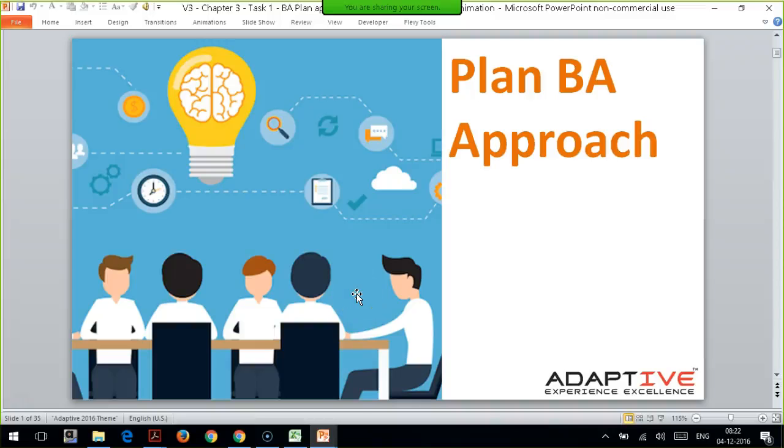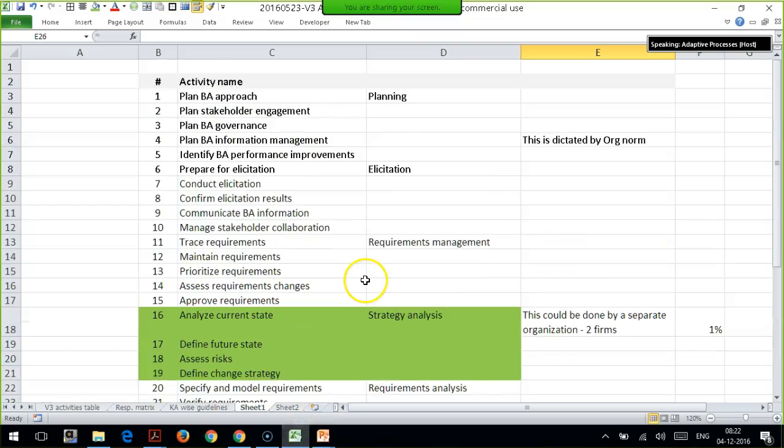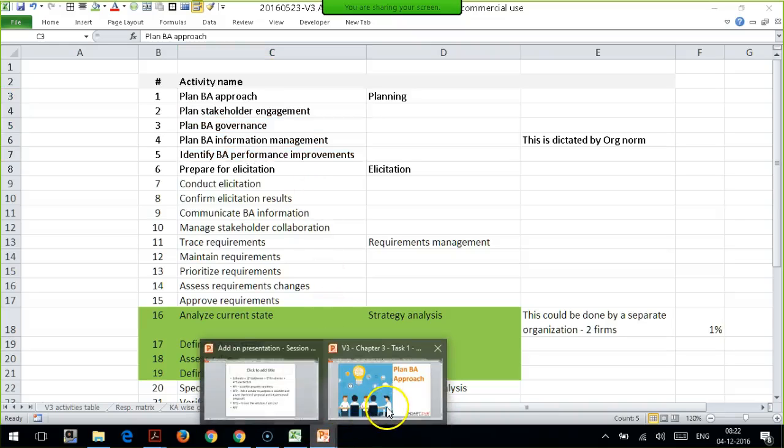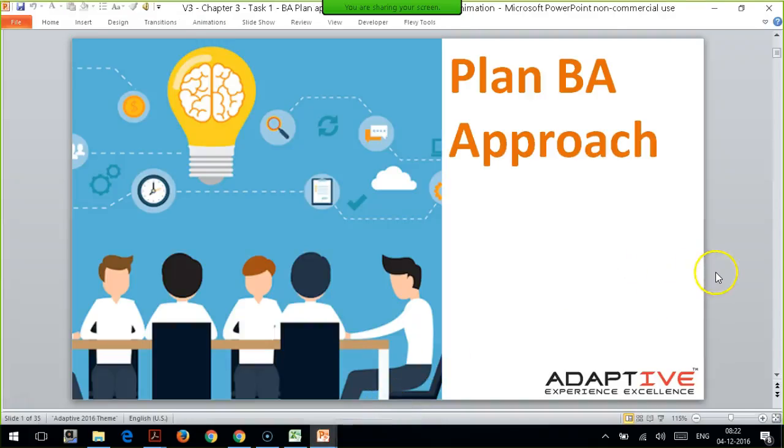So as we saw in the Excel, there are 5 tasks that we discuss in the BA planning area, which are the approach, stakeholder engagement, governance, information management, and performance improvements. So we would discuss each one of them. The first one being the term called Plan BA approach.